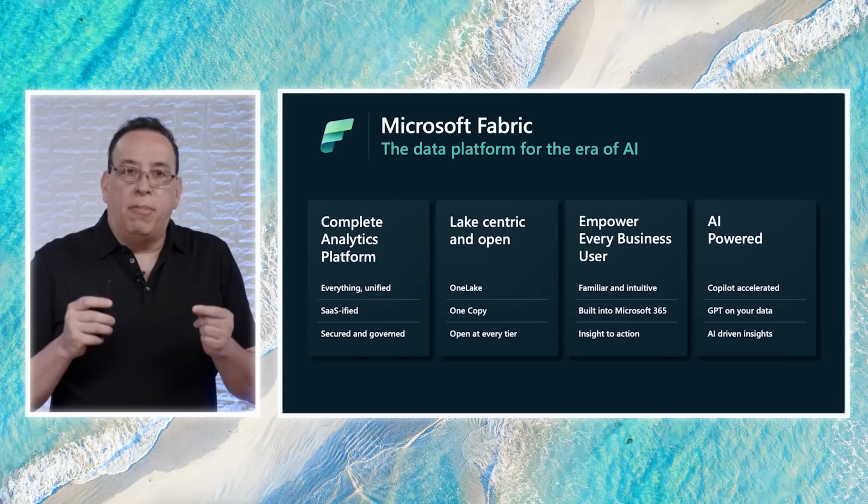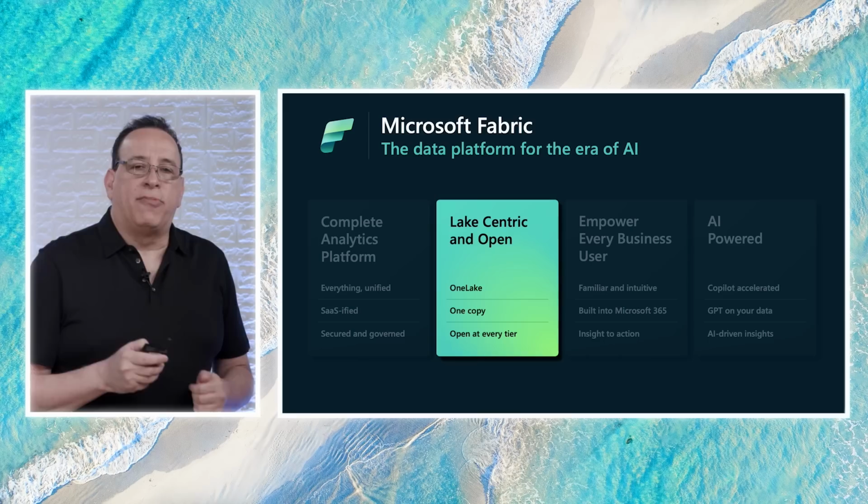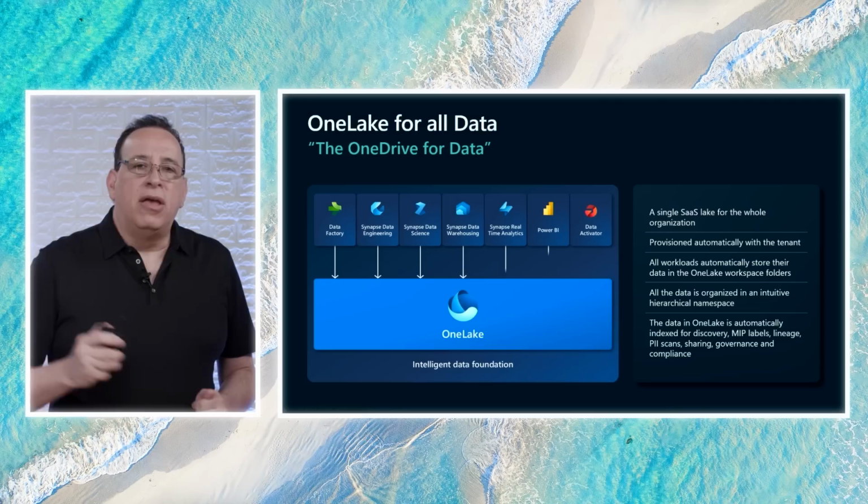It's incredibly simple. And to really understand how to build more stuff inside Fabric, we have to introduce the next concept. And this is the concept of OneLake. Fabric is all about being lake-centric and open. And OneLake, as everyone said, it is the OneDrive for data. It has a lot of parallels to OneDrive.